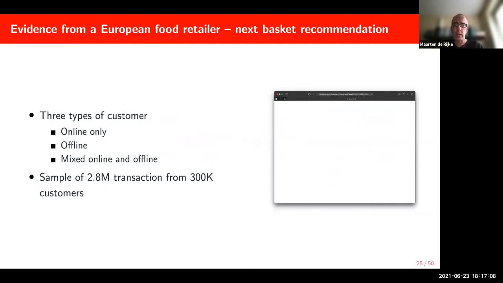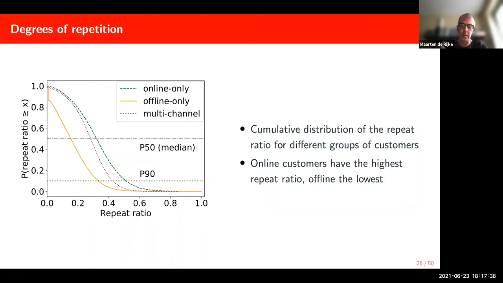Here's another example from a European food retailer that I can't reveal, but there we looked at three types of customer: people who shop online only, people who shop offline only, and people who do a bit of both, sometimes online, sometimes offline. A sample of close to 3 million transactions with 300K customers. And here you see the cumulative distribution of the repeat ratio for different groups of customers.